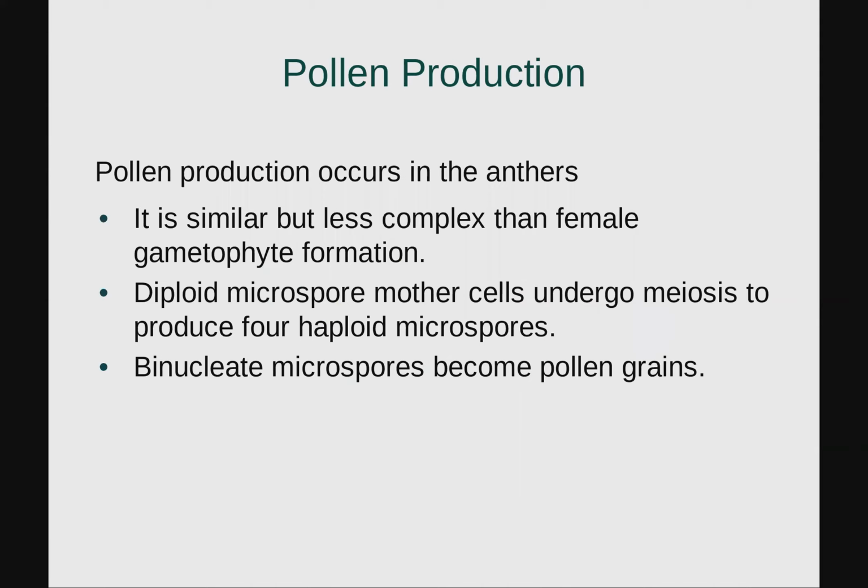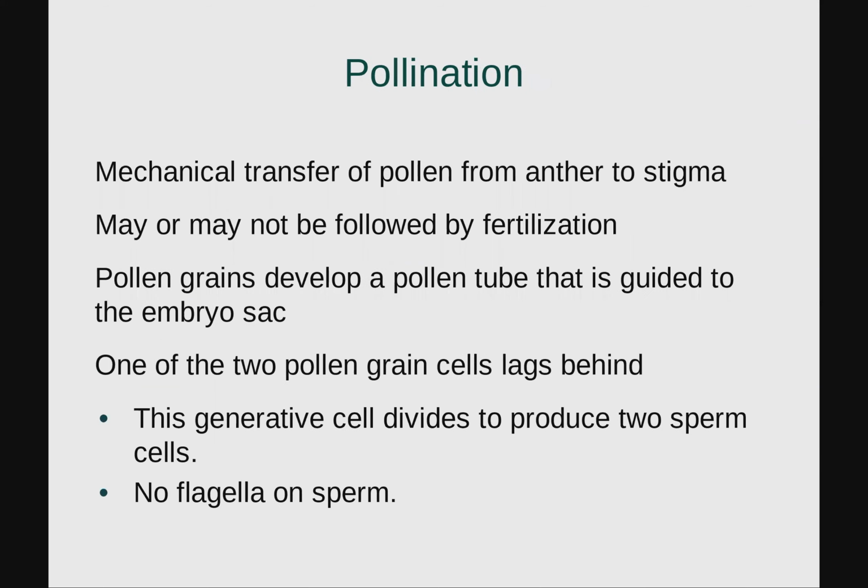Now, pollen production is much simpler. So sperm, as across all organisms, is really simple to produce. It's similar, but significantly less complex than the female gametophyte production. And pollination as a process is, again, the mechanical transfer of pollen from the anther to the stigma, which may or may not be followed by fertilization.